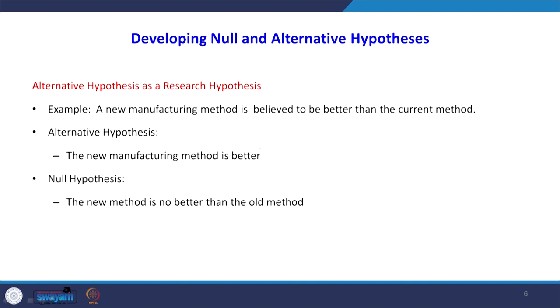Next, alternative hypothesis as a research hypothesis. We will see some examples here. An example is, a new manufacturing method is believed to be better than the current method. Assume that in a manufacturing context somebody is proposing a new way of doing work, a new manufacturing method. So we want to test this assumption. What is the alternative hypothesis? The new manufacturing method is better, because that new method was given by the researcher. Always the researcher will believe in support of whatever he says. So first we will formulate the alternative hypothesis, that is the new manufacturing method is better.